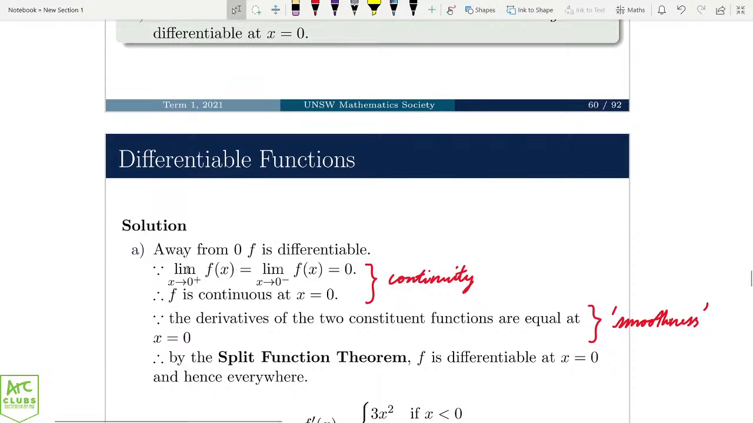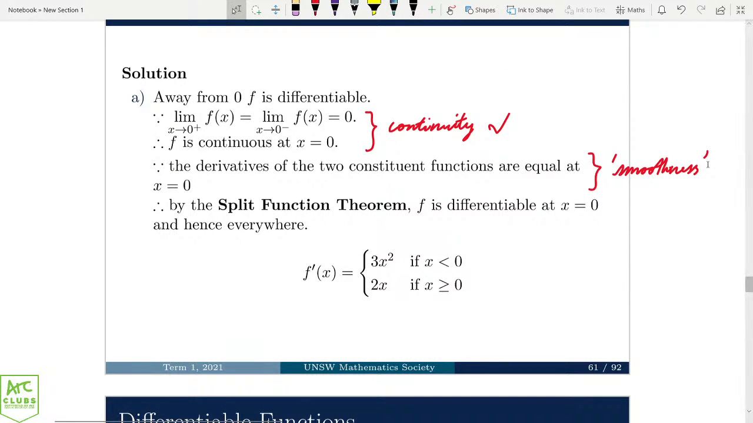What we've done here is take the limit of our function f(x) as x approaches 0 on the right-hand side and on the left-hand side. The behavior is identical, so both of these limits are equal to 0. And so we say that f is continuous at x equals 0. That's our condition 1 done.